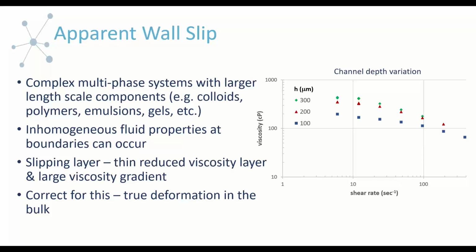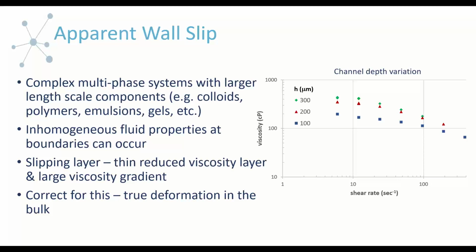The mechanism is a little different, in that case, it isn't multi-phase, but you do have larger length scale objects that are entangled and can disentangle and create some sort of inhomogeneity near the wall surface. There are many situations where you can get slip, but the general idea is you need these larger length scale objects, either a colloid or a polymer or an emulsion droplet or some sort of self-assembling system that forms a gel.